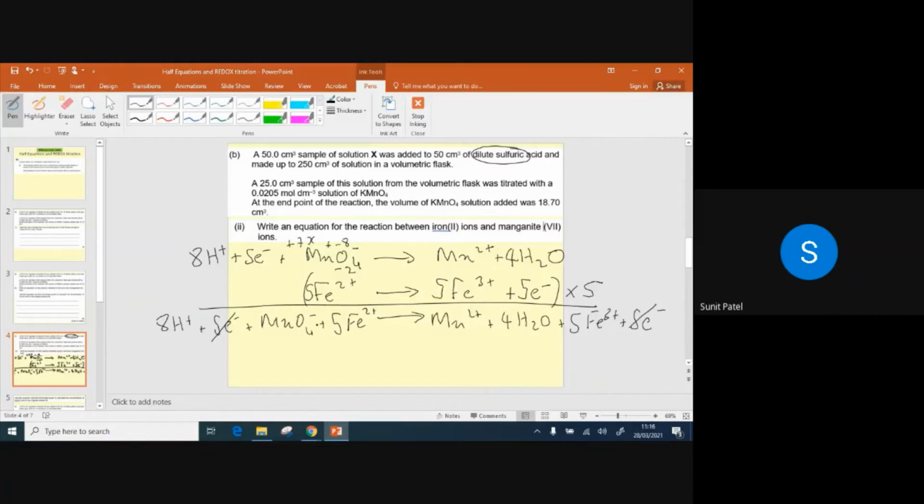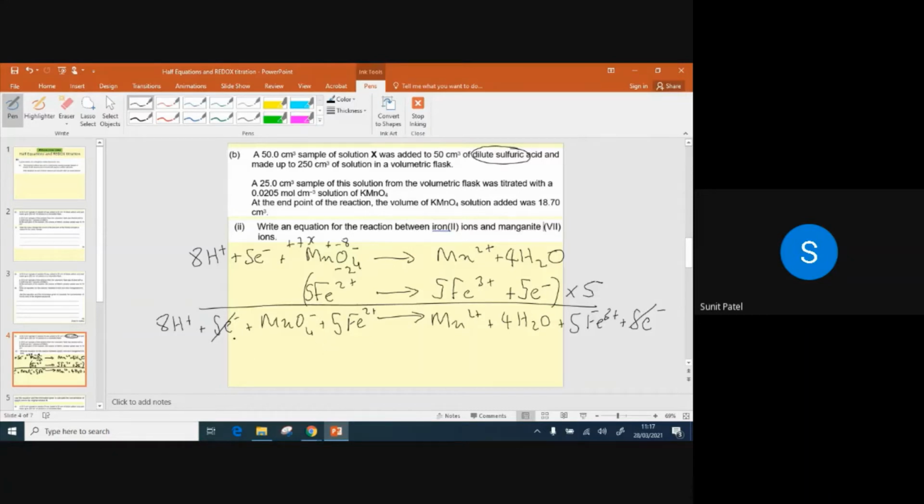8 plus, minus 1 plus, 5 lots of 2 plus. If I add it all together, that should balance what's on this side. If you check that for yourselves, you should have equal charge on either side. What you need to do then, and the most important bit from this for the next part of the question, is to do some calculating.